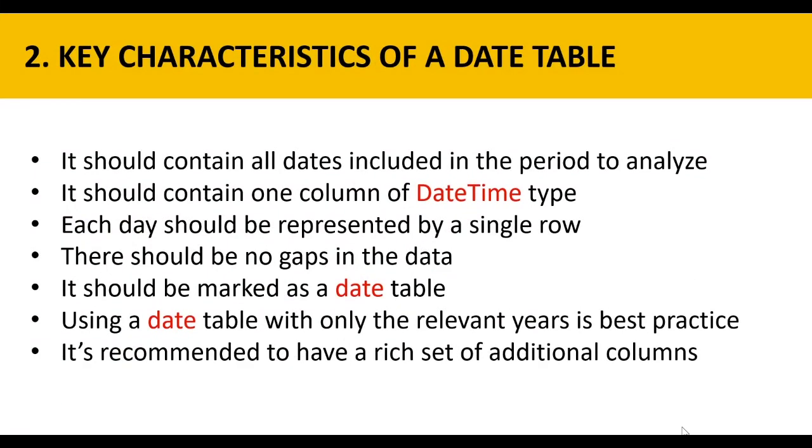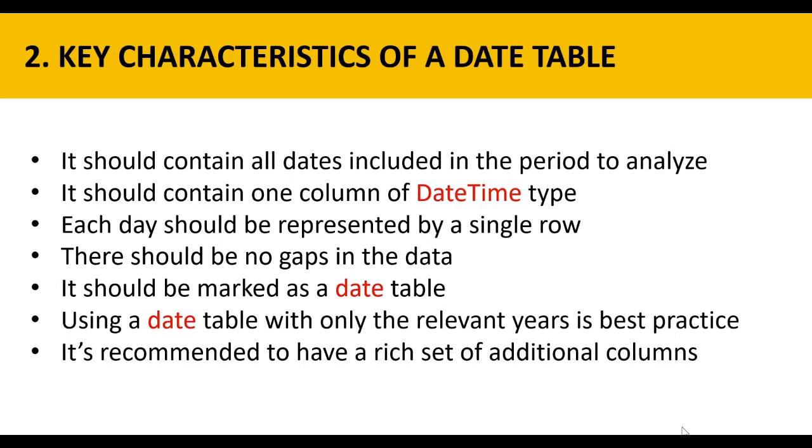What are the key characteristics of a date table? So we have right here the most relevant. First one, it should contain all dates included in the period to analyze. That makes sense, right? Because we don't want to have missing dates. The second one, it should contain one column of datetime type. The third characteristic, each day should be represented by a single row. We don't want to have duplicated information here. The next one, there should be no gaps in the data. It should be contiguous, okay?